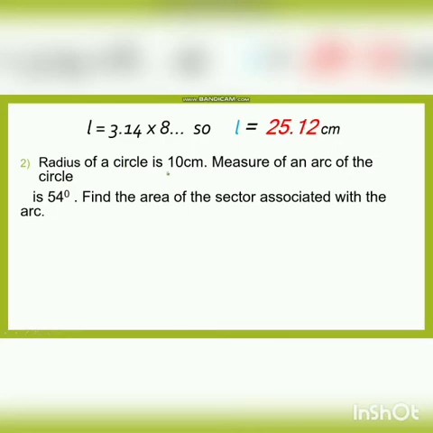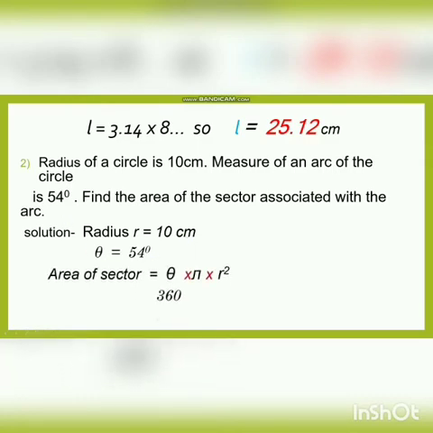Radius of the circle is 10 centimeter. Measure of an arc of the circle is 54 degree. Then you have to find the area of the sector associated with the arc. Solution. Write down first the given information in the question. Radius small r is equal to 10 centimeter. Theta is also given. Theta is equal to 54 degree.